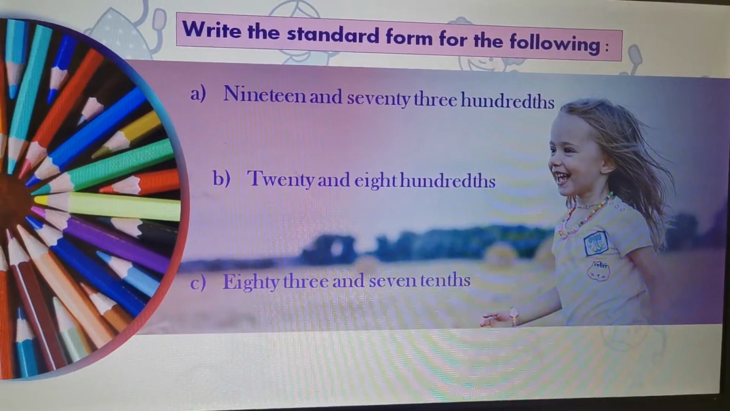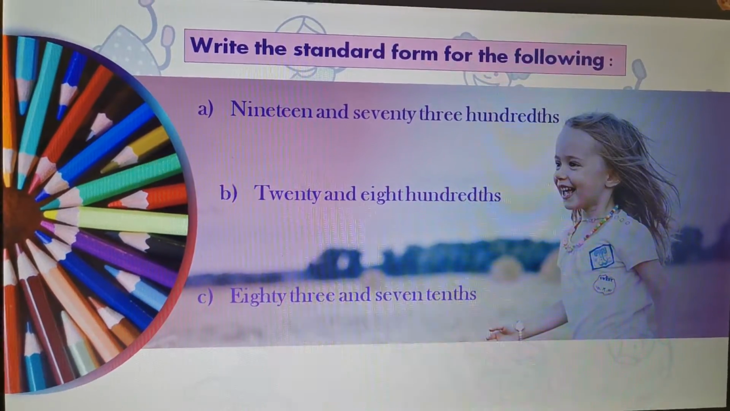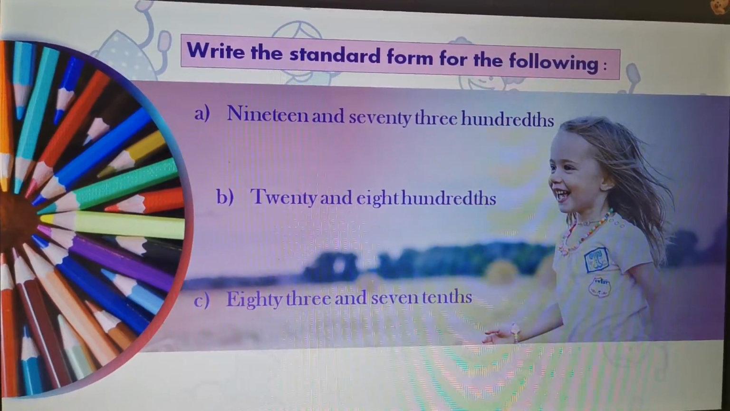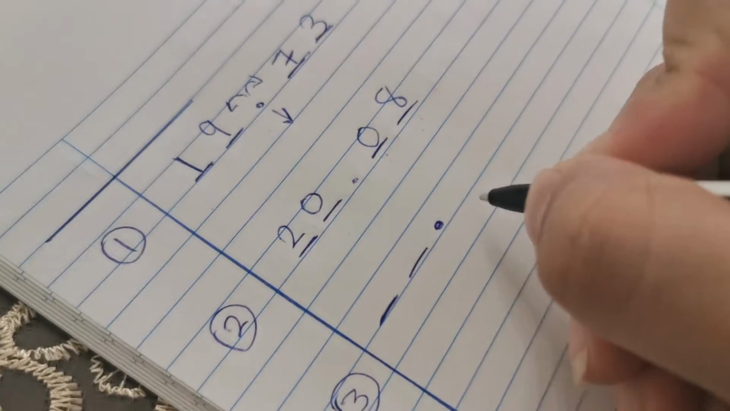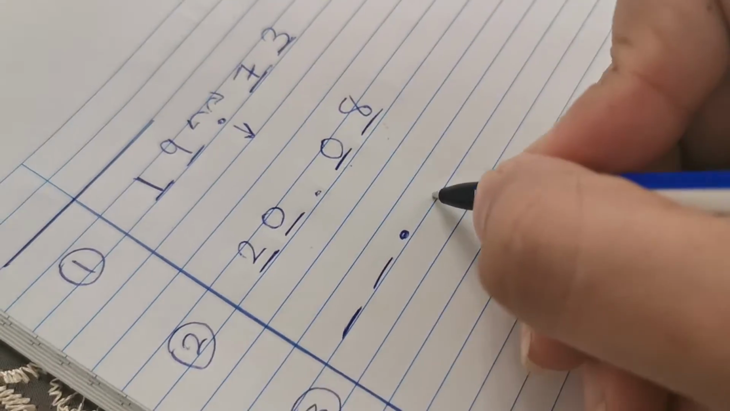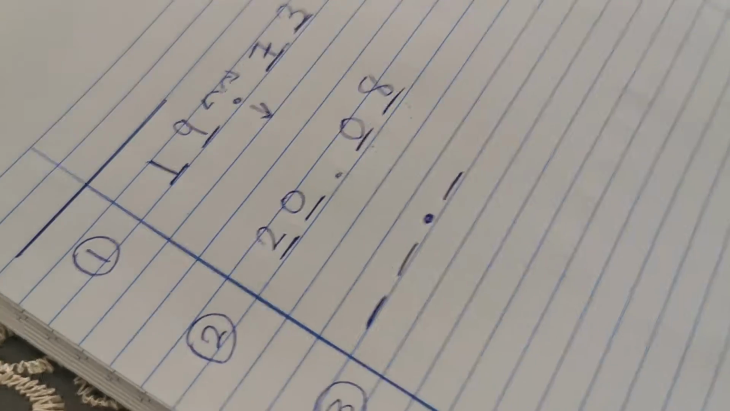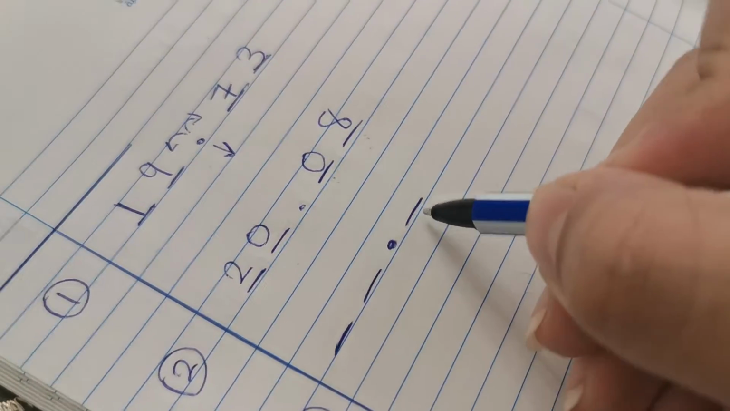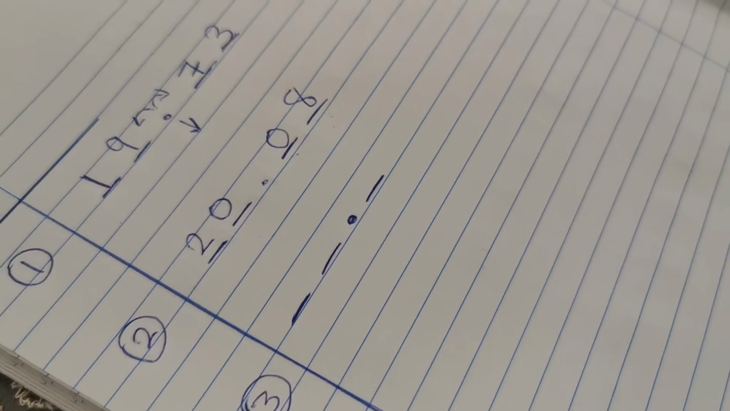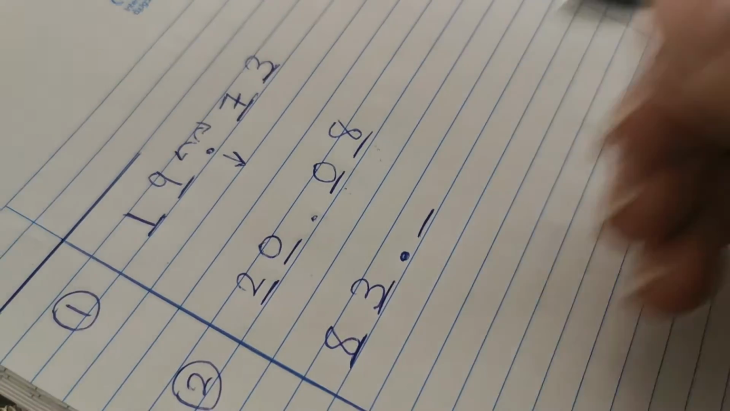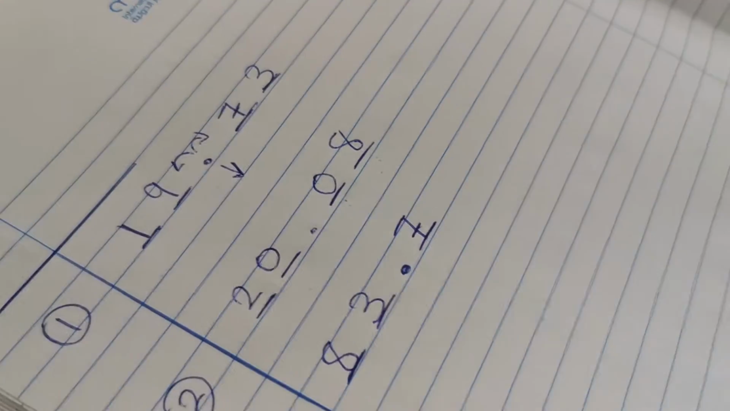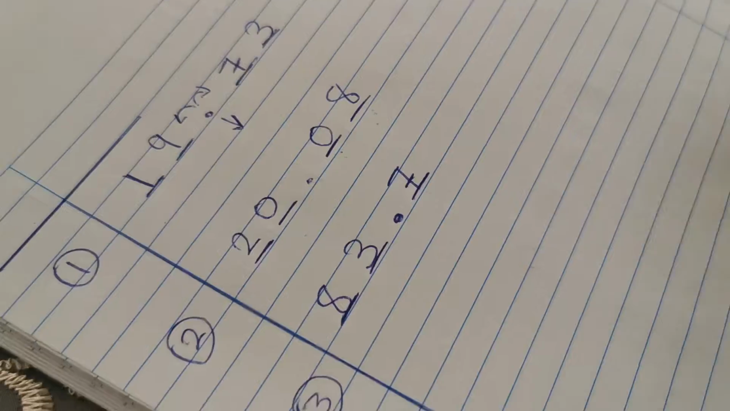83 and 7 tenths. So here, when I write, I'm gonna write 1, 2, decimal point. We have tenths, so do I need to do 2 lines or 1 line? Of course 1 line, because I have just 1 digit beside the decimal point, which is tenth. The number says 83 and 7 tenths. Excellent.